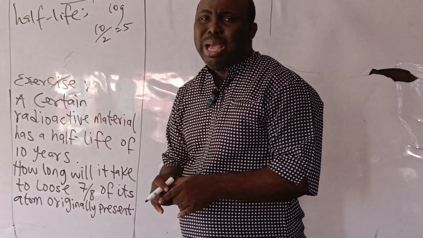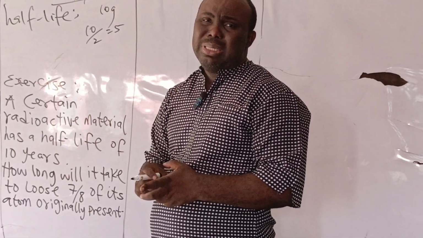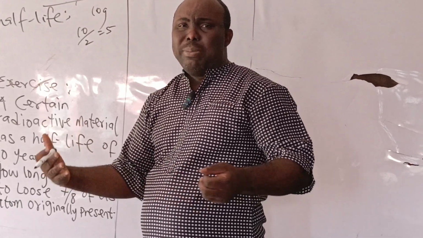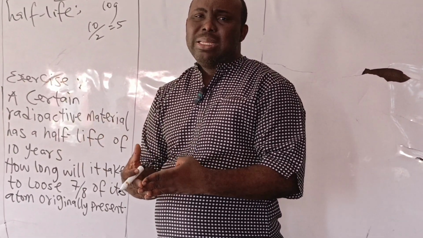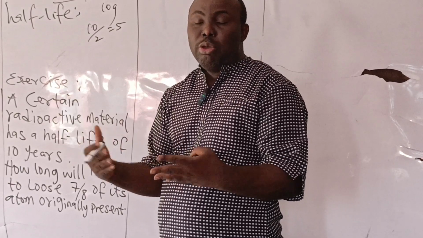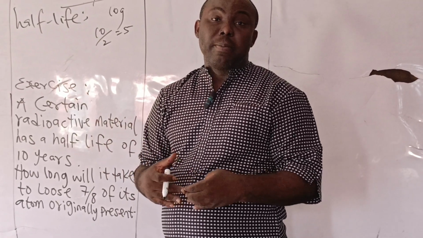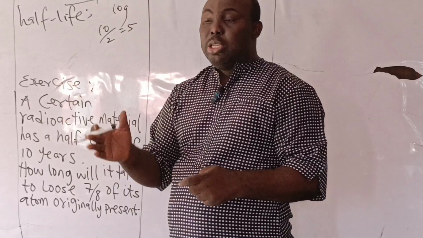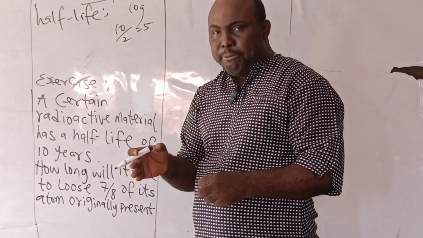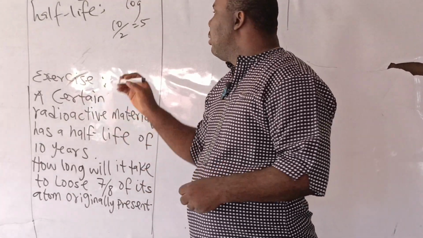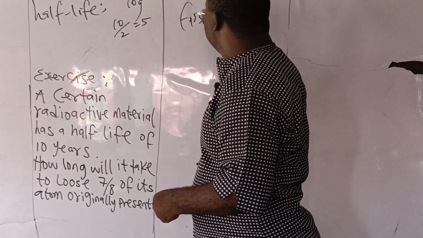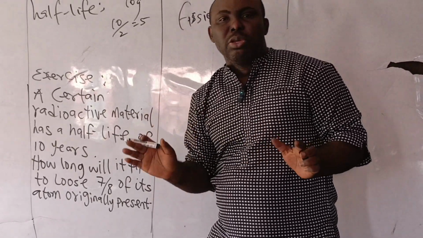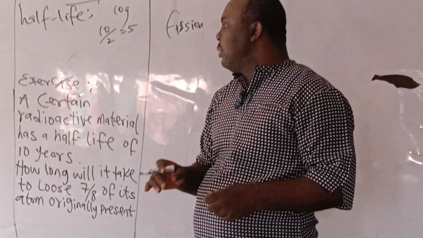In radioactivity, we also have what we call nuclear fusion and fission. Nuclear fusion is the coming together, combining or fusing together of lighter nuclei to form heavier nuclei. Fission is the splitting of a heavier nucleus into lighter nuclei.